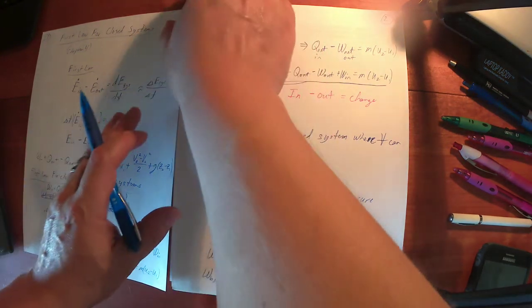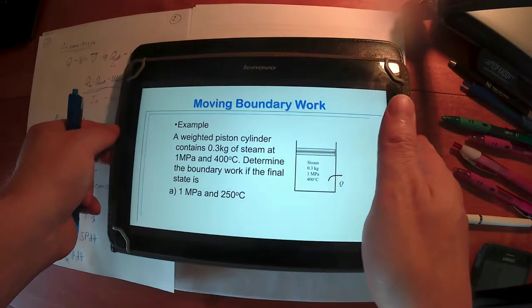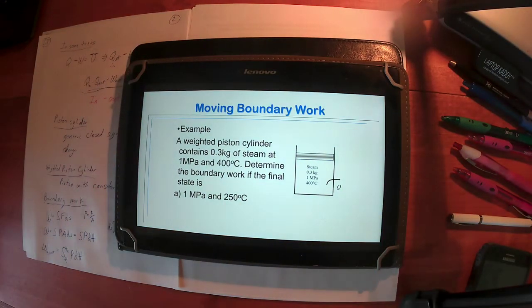Okay, so last time, let's start this example problem. Work through this example problem.